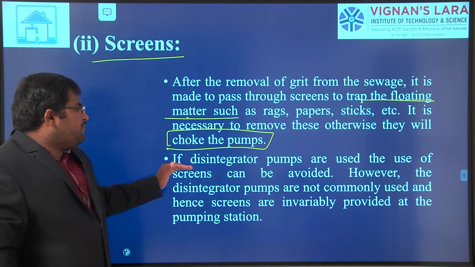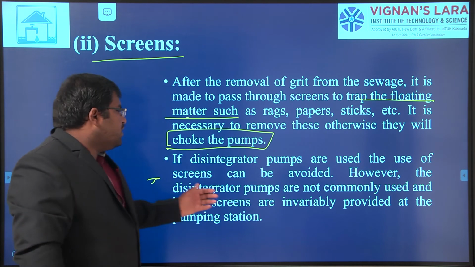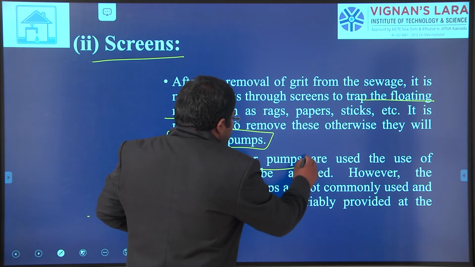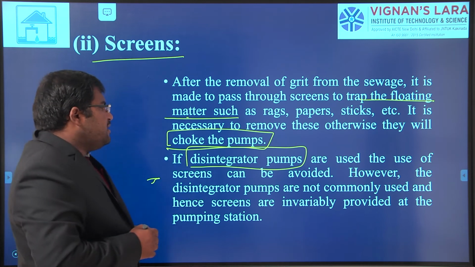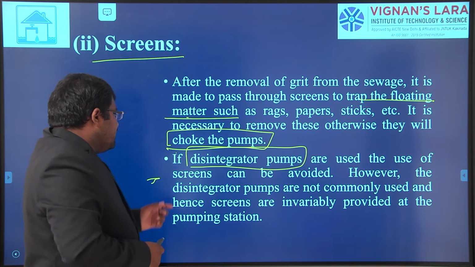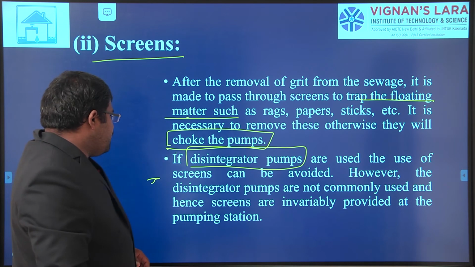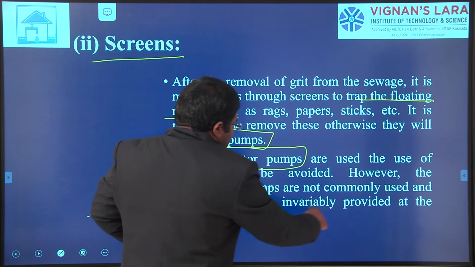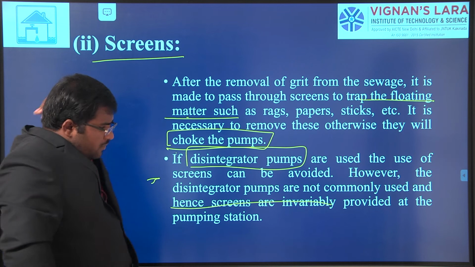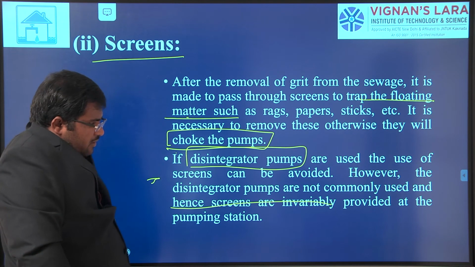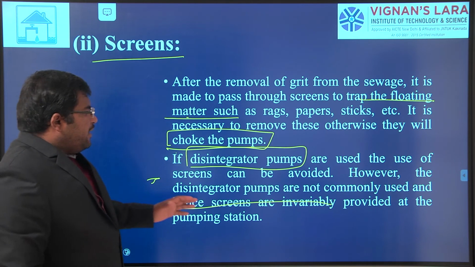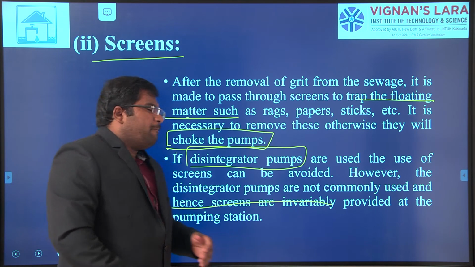Next, if disintegrator pumps are used, the use of screens can be avoided. If we are using disintegrator pumps, why? Because they have already screens around them. If you are using these kind of pumps, we are not going to use the screens. However, the disintegrator pumps are not commonly used, and hence screens are invariably provided. That's why we are going to provide screens always at the pumping station.